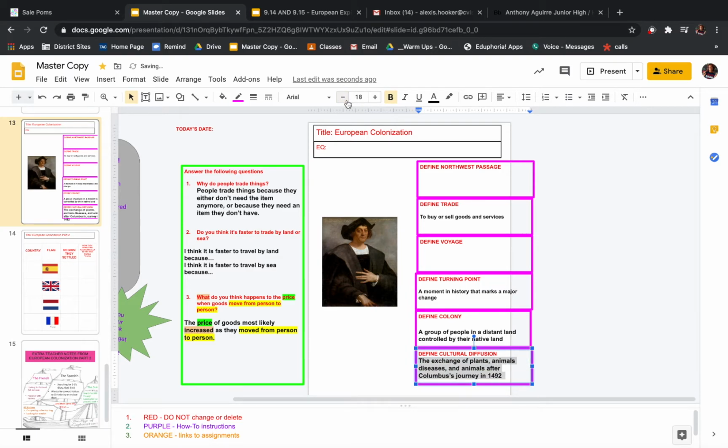New World, because he connected the world. He created that turning point, all right? There was a major change in the whole world because he found these other people in this other land with these other resources and ways of living. All right, I have two more words: voyage and Northwest Passage.